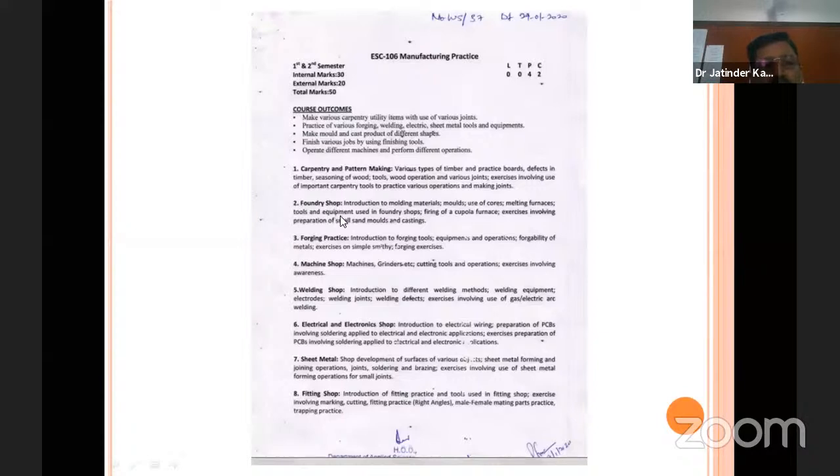Basically, two of these processes are shaping processes. This one is a machining process, right? You do the practice of the foundry in the foundry shop, and you do the practice in forging practice. In the foundry, you are producing a certain component by pouring molten metal in the mold, right? And in forging, you are changing the shape of the component. In foundry you are also changing the shape, in forging you are also changing the shape, and in the machine shop, by machining, you are changing the shape.